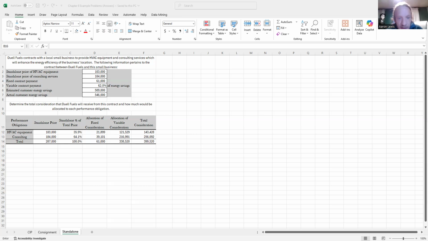If 35.9% of the standalone cost would have been attributable to HVAC equipment, let's assign that particular component product 35.9% of that $61,000. And that comes out to $21,899.